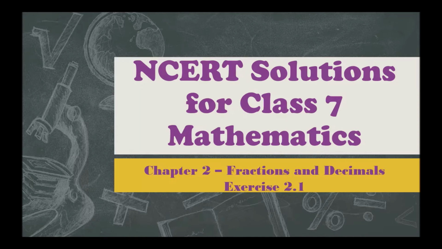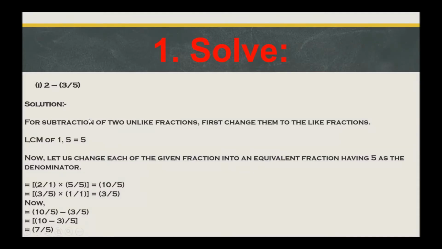First, 2 minus 3 upon 5. For the subtraction of two unlike fractions, first change them to like fractions. So we will find the LCM. The LCM of 1 and 5 is 5. Now let us change each of the given fractions into an equivalent fraction having 5 as the denominator. So 2 upon 1 into 5 upon 5 equals 10 upon 5. 3 upon 5 into 1 upon 1 equals 3 upon 5. Now 10 upon 5 minus 3 upon 5. So 10 minus 3 is 7, and the denominator 5. So it is 7 upon 5.